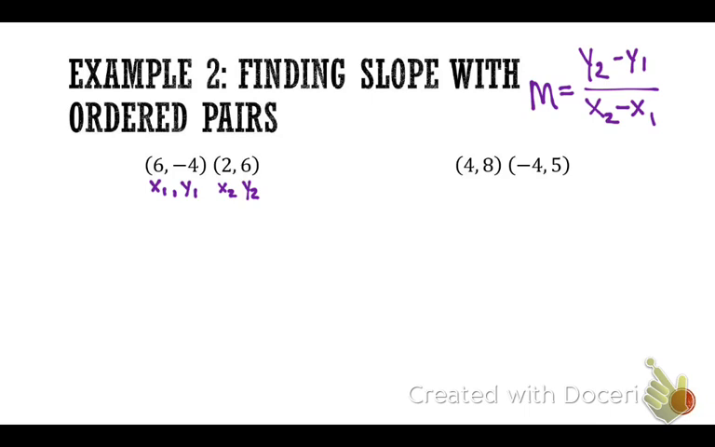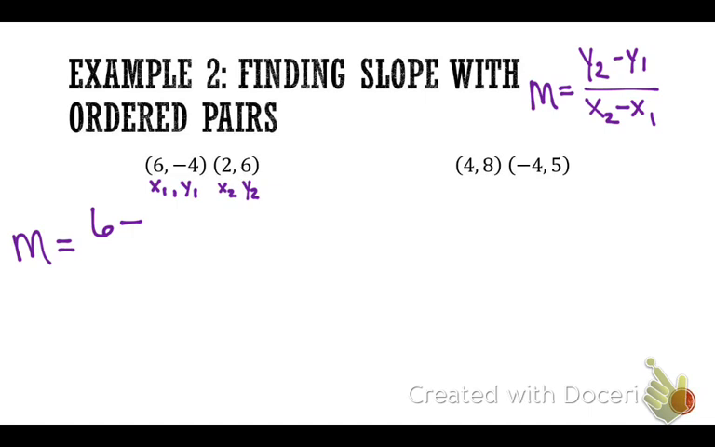Now that I have a sequence, I can plug these values into a formula. Which one of these 4 numbers is my Y2 value? 6. Does everybody agree? 6 is my Y2 value. So that's why I plug it in. M equals, I plug it in where Y2 goes in my formula. Minus, what is my Y1 value? -4. So look what happens, guys.